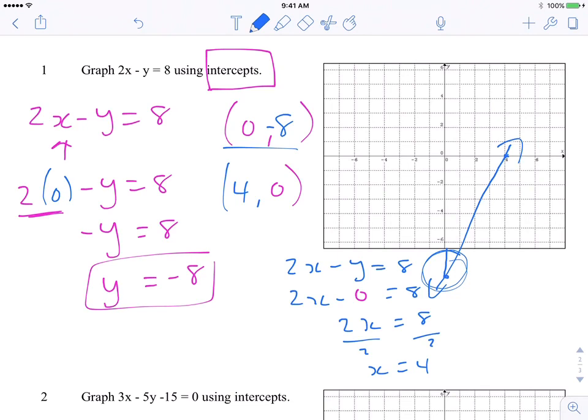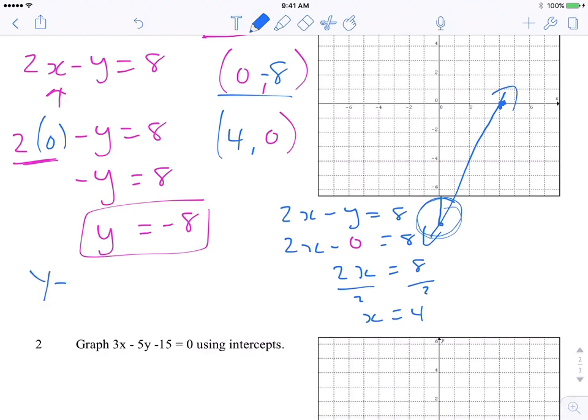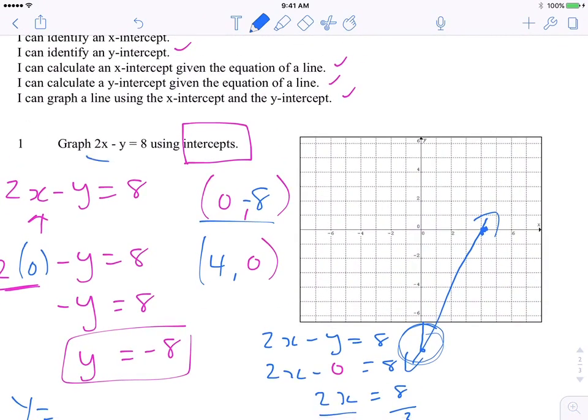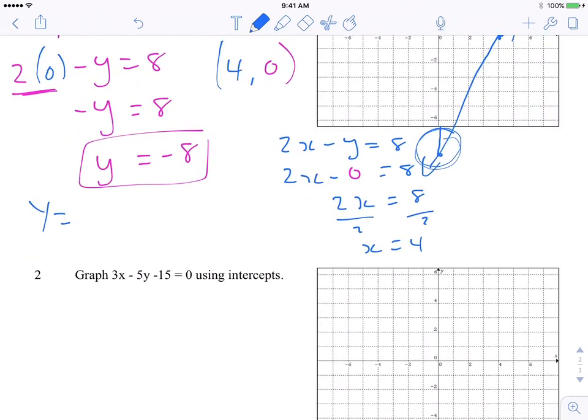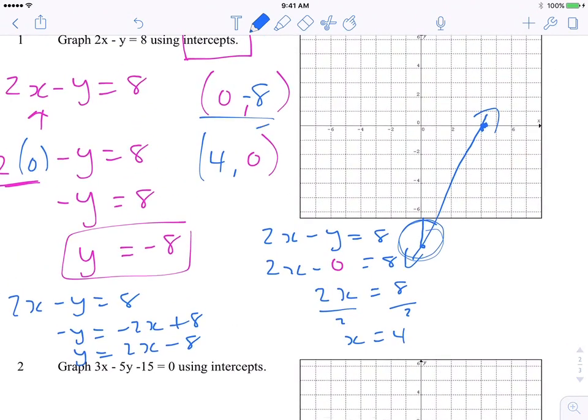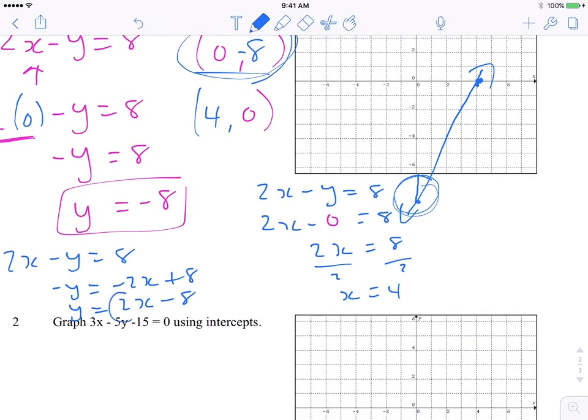But what I can do is I know that this point here on the x-axis is actually (4, 0). And I can calculate the slope if I really wanted to. For this equation here, I could say 2x minus y equals 8. And I can say negative y equals negative 2x plus 8, and then y equals 2x minus 8. So we know negative 8 is our y-intercept. That's confirmed. Negative 8 right here tells us that's our y-intercept. But I found my slope is 2.